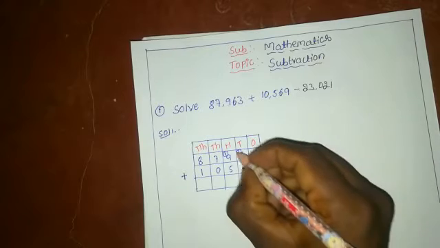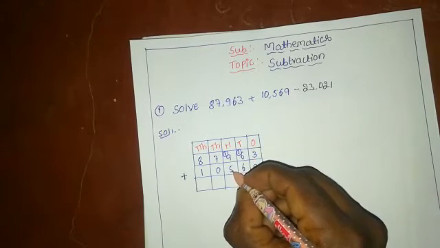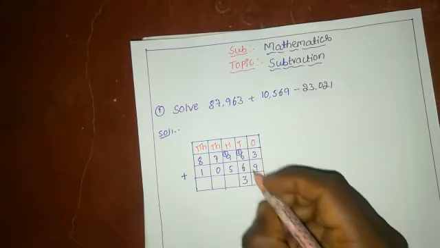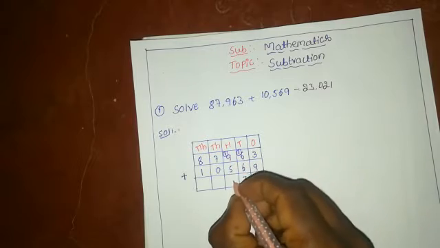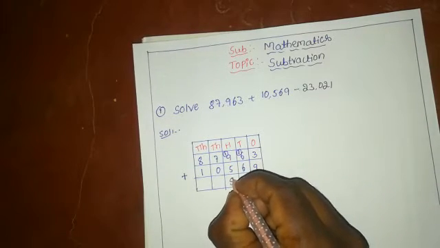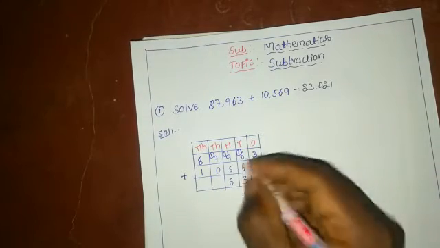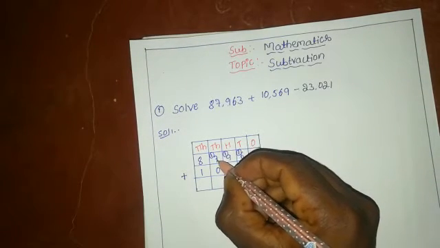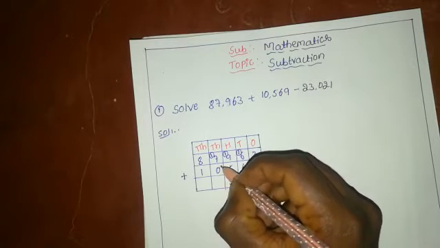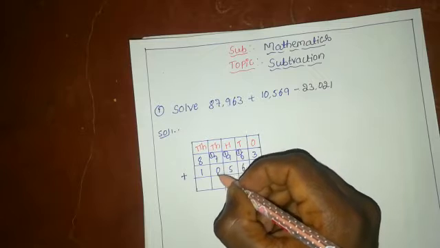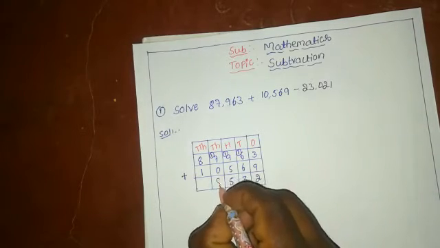Now the hundreds column. In the hundreds column we have a 9 and a 5 and then 1 is carry. 9 plus 5 how much? 14. 14 plus 1 is 15. For 15 we write 5 here and again 1 is carry. Now in the thousands column we have a 7 and 0. 7 plus 0 is 7. We know that when we add 0 to any number we get the same number. 7 plus 1 carry, we get 8.